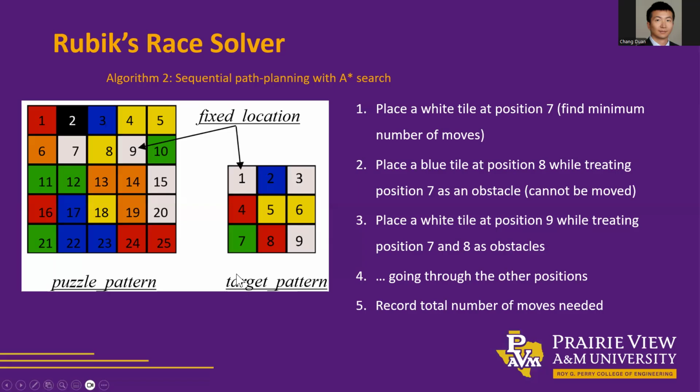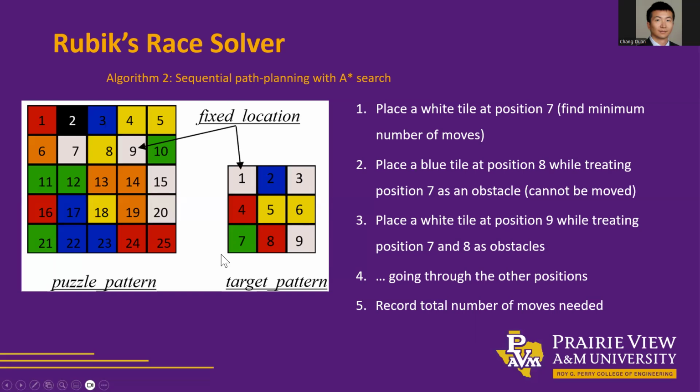So to optimize this search to find potential smaller number of total number of moves, we basically explore randomly generated other sequences. So let's say we can also place white at 1 first, then place the red at 4, then place the green at 7, so on and so forth. So that's another sequence, right?